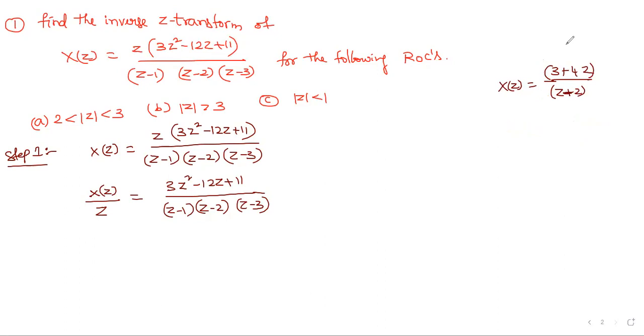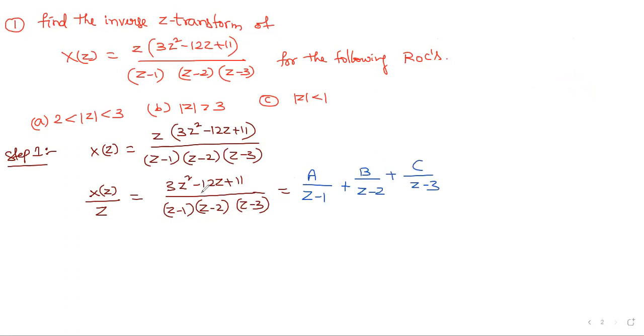You write this as step number 1: X of z by z. Then you write the partial fractions for this. How to write the partial fraction? Here 3 roots are there: A divided by z minus 1, plus B divided by z minus 2, plus C divided by z minus 3.